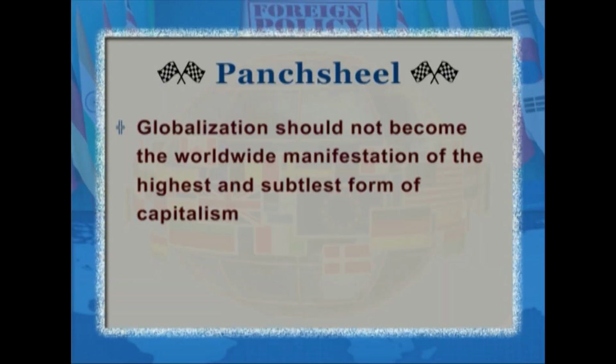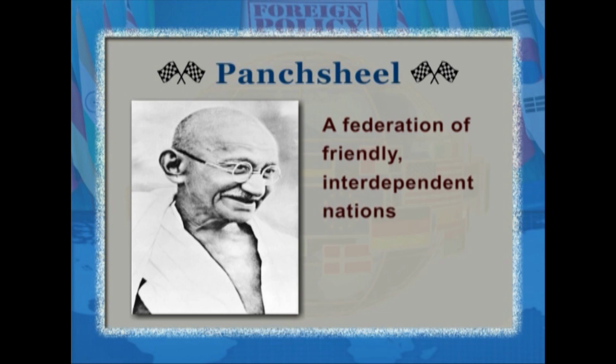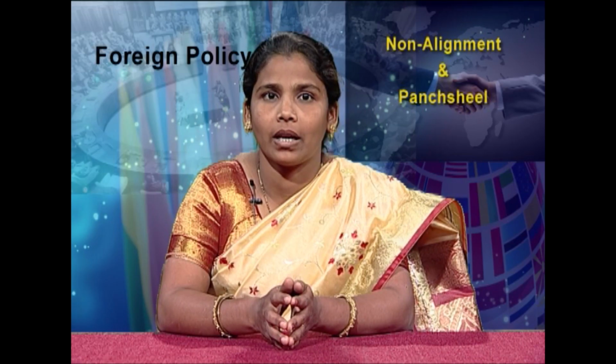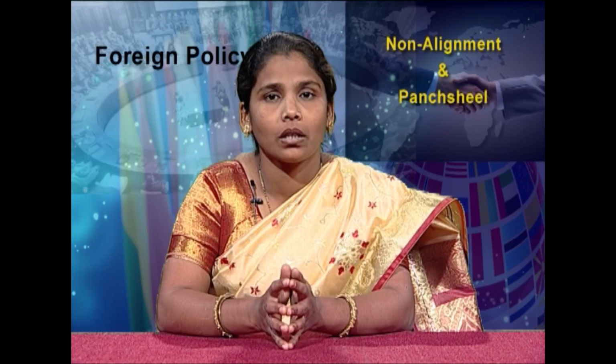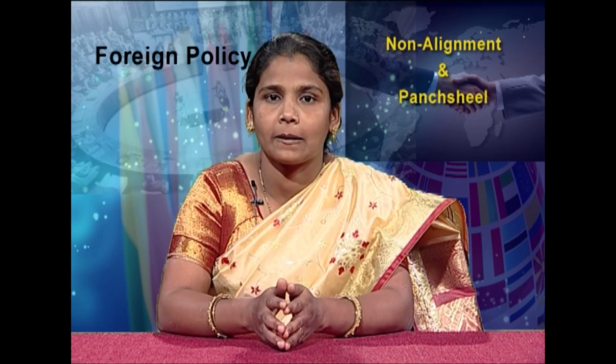Globalization should not become the worldwide manifestation of the highest and subtlest form of capitalism, but as Mahatma Gandhi envisaged, a federation of friendly, interdependent nations where no one dominates or exploits another. The appropriate code of conduct for a globalized world would be the 5 principles of peaceful coexistence and not the overlordship of one superpower or group of nations.